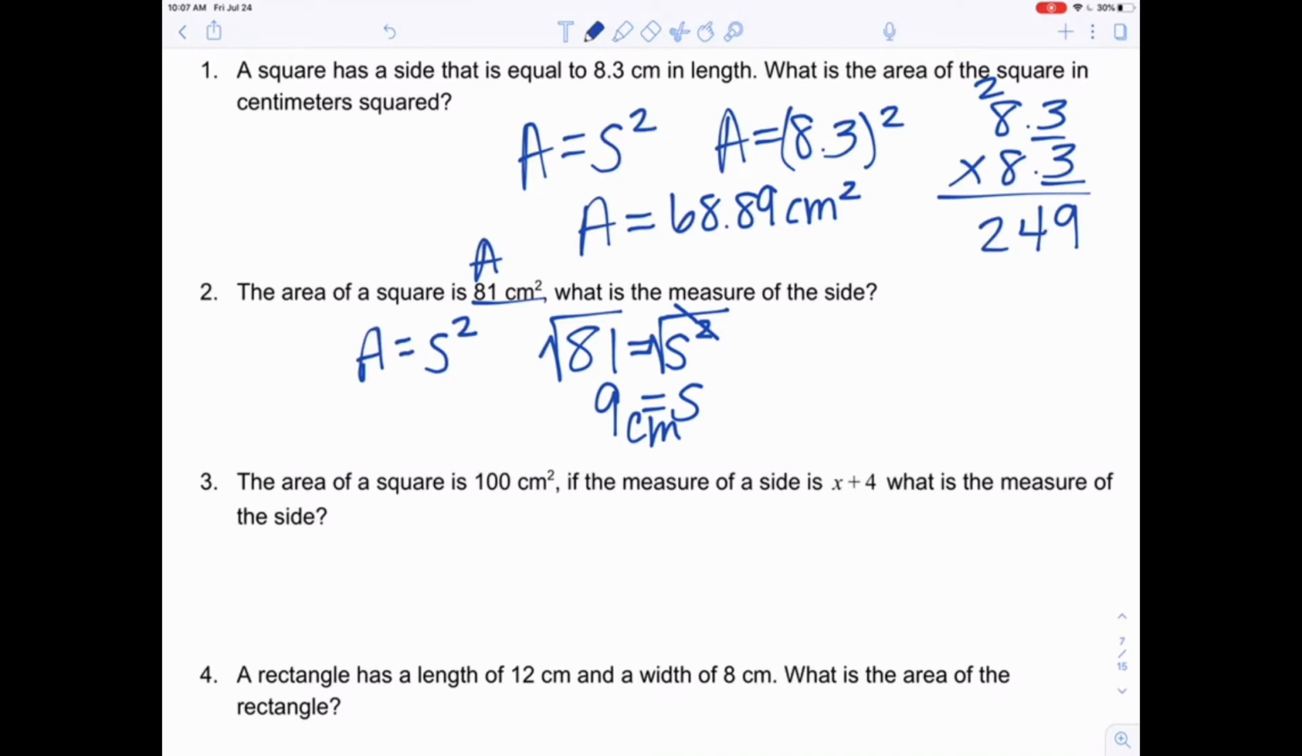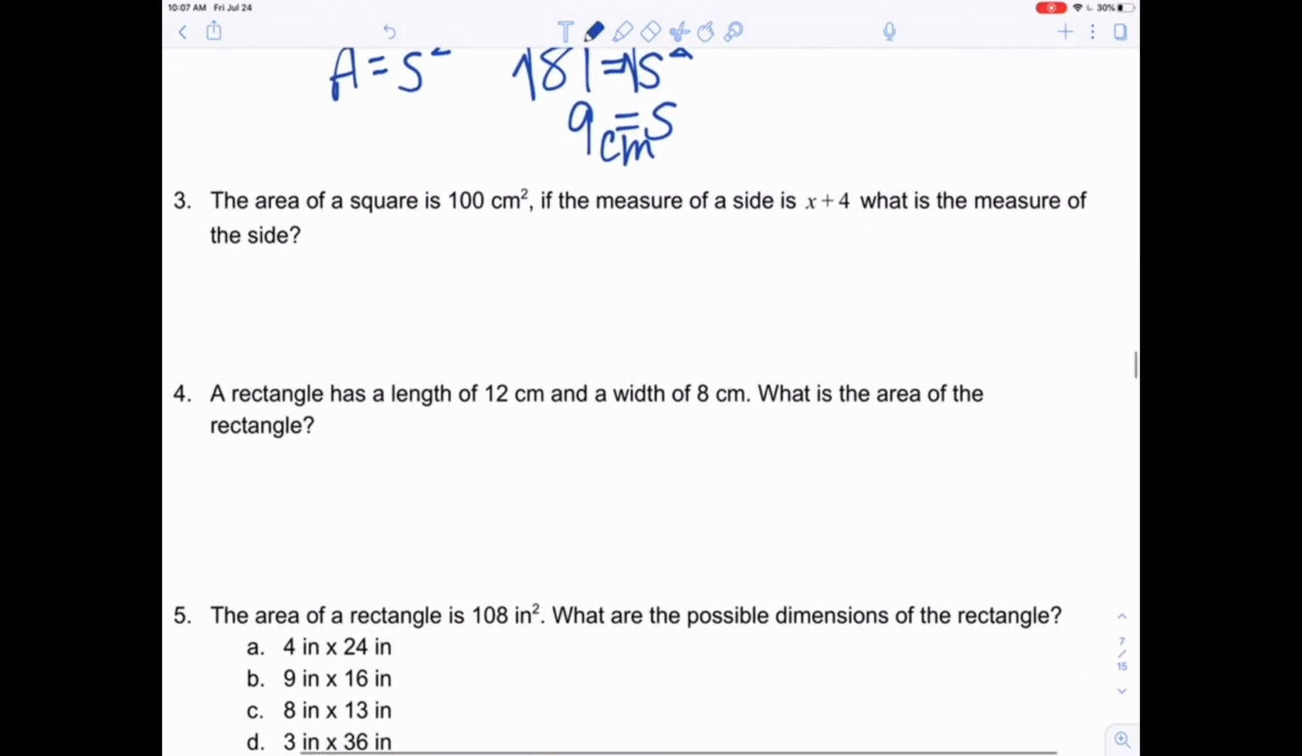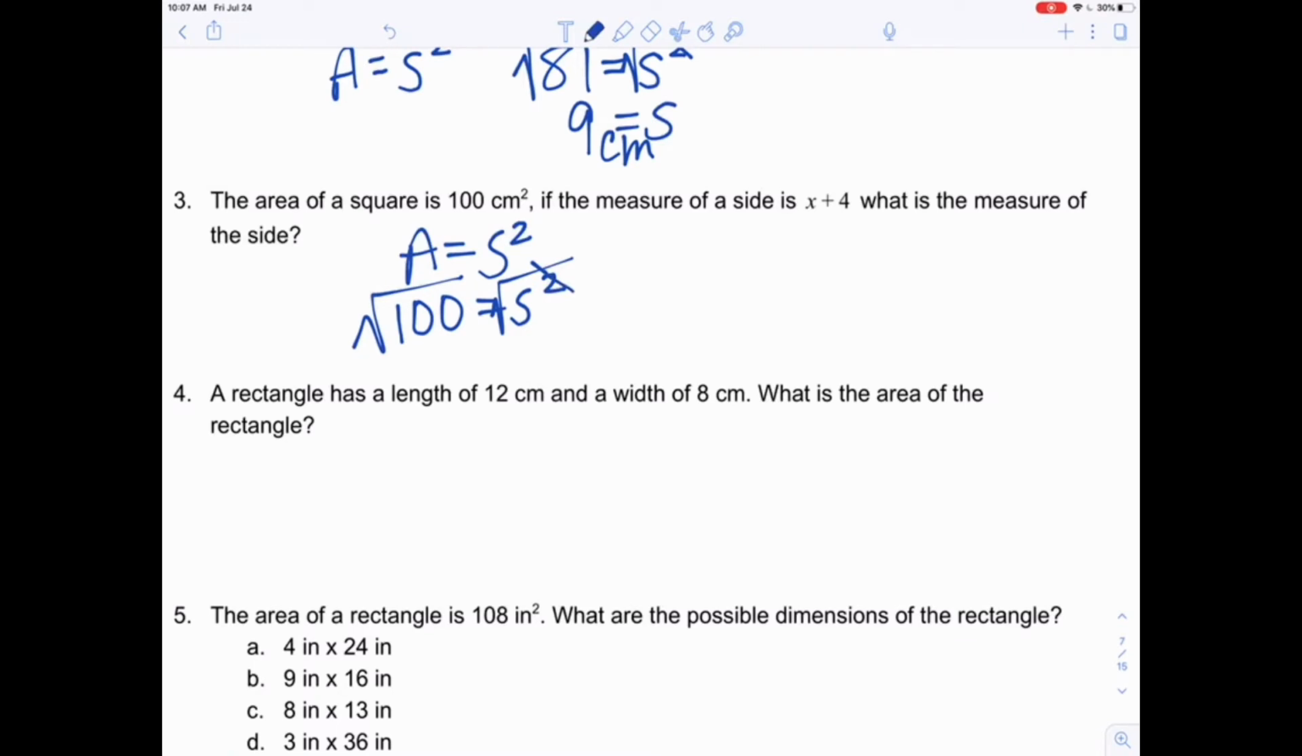So the area of a square is 100 centimeters. If the side is x plus 4, what is the measure of the side? All right, so here, the area is s squared. We have area is 100 equals s squared. And we take the square root to cancel out that squared. And the square root of 100 is 10. So side equals 10. Now it's telling us that the side is also x plus 4.